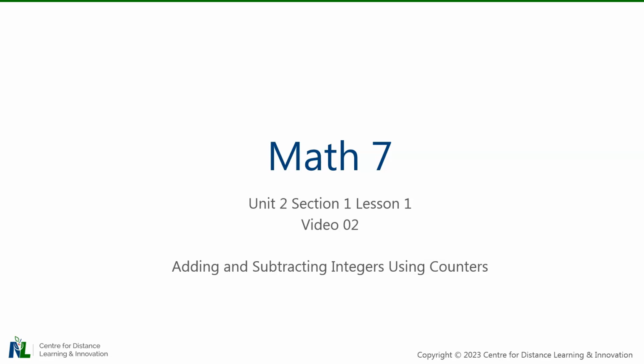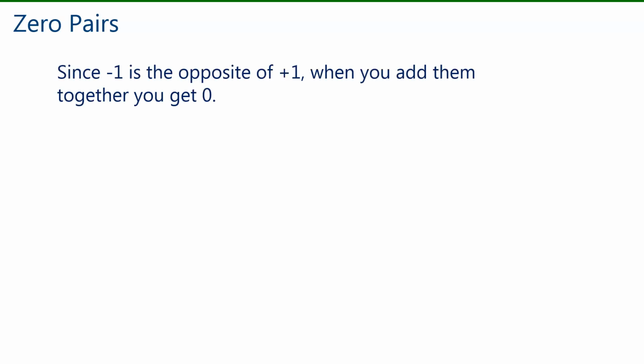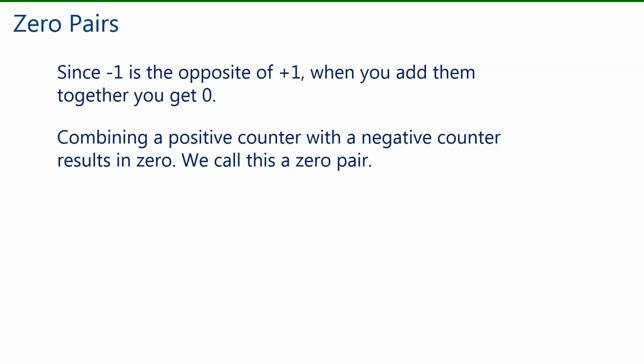Welcome back to the second video in section 1, lesson 1, where we're looking at adding and subtracting integers using counters. So before we start to add and subtract, we have to look at zero pairs. Since -1 is the opposite of +1, when you add them together, you get 0. You can think of this as giving someone a cookie, but then immediately taking it away. What are they left with? Nothing. So same thing with counters. Combining a positive counter with a negative counter results in 0, and we call this a zero pair.